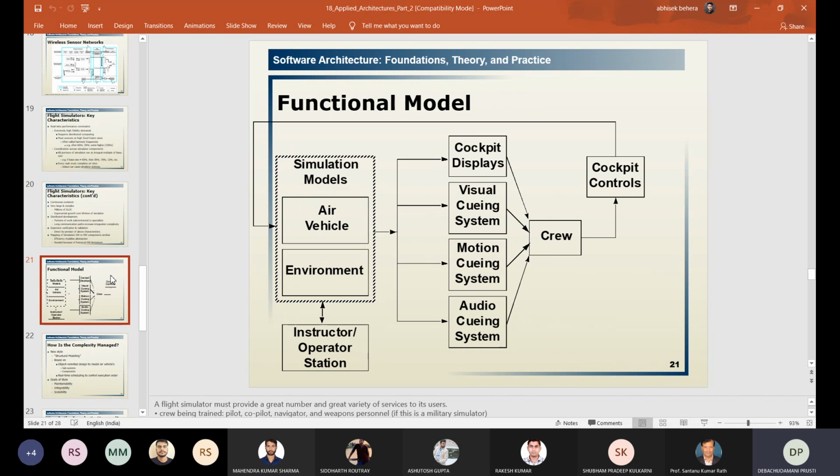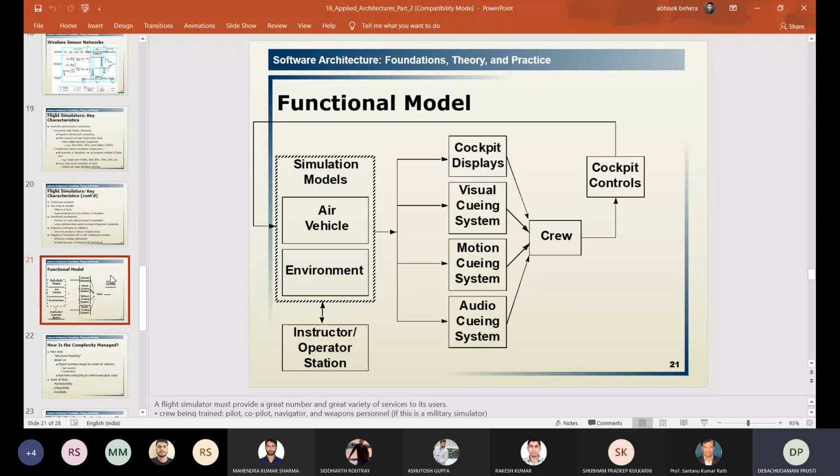Okay, some functional models like the simulation model, in which we have the vehicle and their environment. It will include the instructor or the operator area. Then there will be some cockpit displays, visual cueing system, motion cueing system, and audio cueing system. These are some components in your flight simulation product. And there will be cockpit controls. They will control the vehicle.